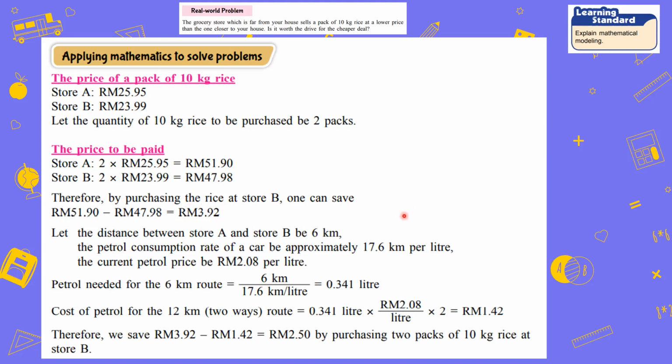But don't forget other costs that are involved in this purchase. The distance between store A and store B is 6 km, the petrol consumption is 17.6 km per liter, and the current petrol price is 2.08 per liter. So the petrol needed for the 6 km route is 0.341 liter, and the cost of petrol is 1 ringgit and 42 cents. So the amount that we save is actually 2 ringgit and 50 cents when we buy 10 kilogram rice at store B.